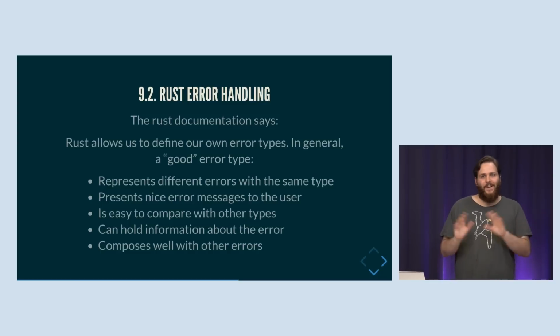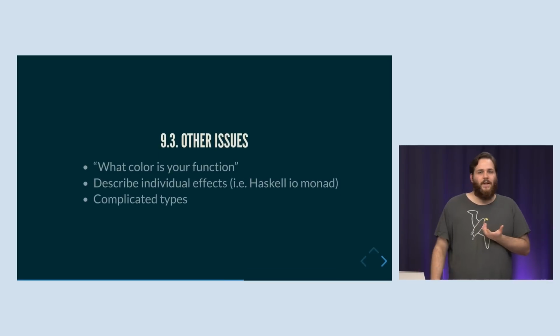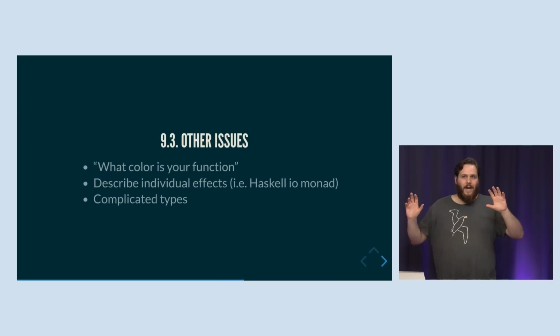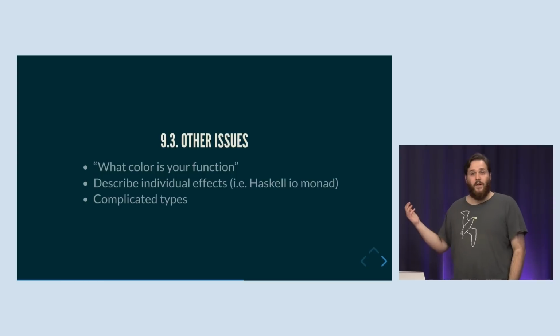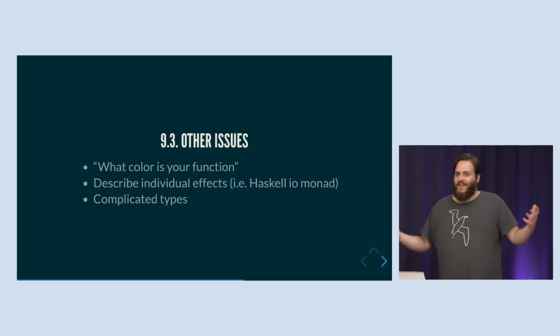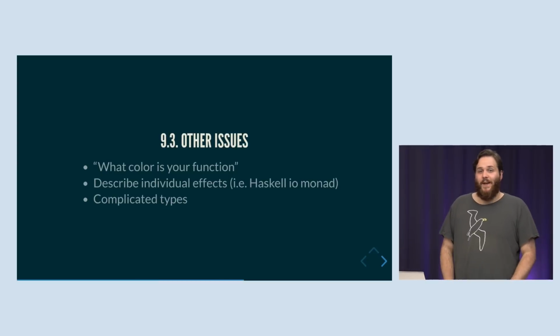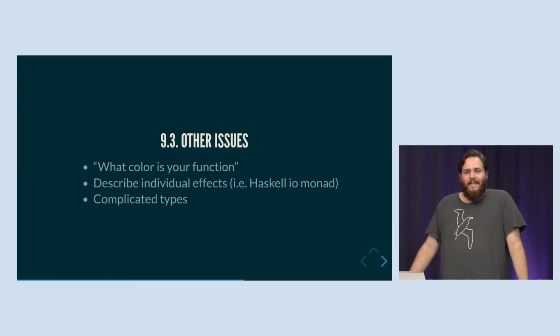I'm going a bit hard here. I actually think this kind of error handling is decent, but there are downsides to this, and I think we should address them. There are some other issues as well. For example, the pretty famous blog post, "What color is your function?" that complains about JavaScript promises. JavaScript promises are monads, so it actually complains about monads. If you have more monads, it actually gets worse. You get more function colors.